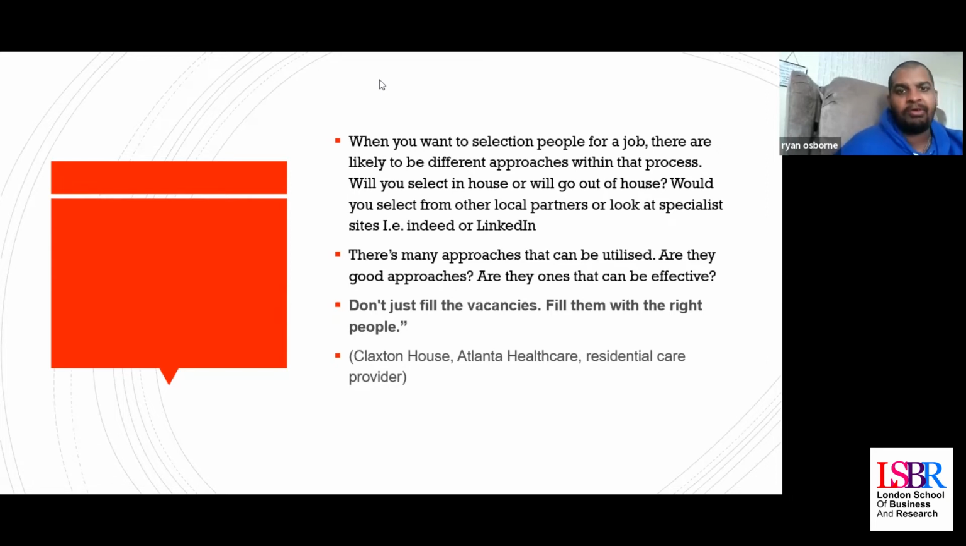When you fill them with the right people, you will find that it makes a lot of difference to the people receiving care. It makes a huge difference. So let's carry on.